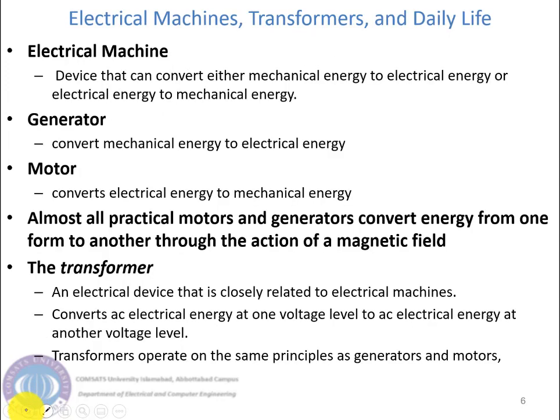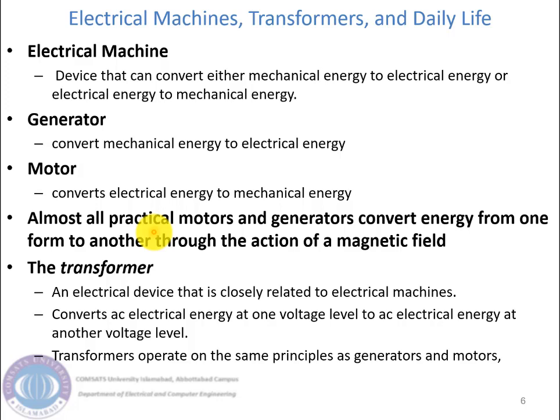First of all, we define what an electric machine is. An electric machine is a device that can convert either mechanical energy to electrical energy, which we call a generator, or electrical energy to mechanical energy, which we call a motor. Almost all practical motors and generators convert energy from one form to another through the action of a magnetic field.